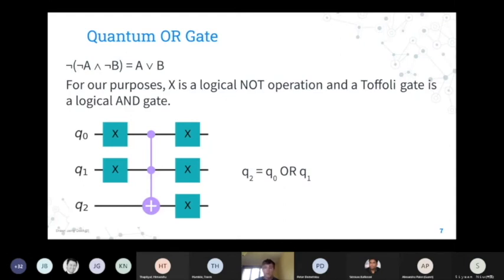So to implement the steps from the previous slide, an OR gate using quantum gates needs to be implemented. This is done using De Morgan's law and using a Toffoli gate as a logical AND gate. As the figure shows, Q2 equals Q0 or Q1.